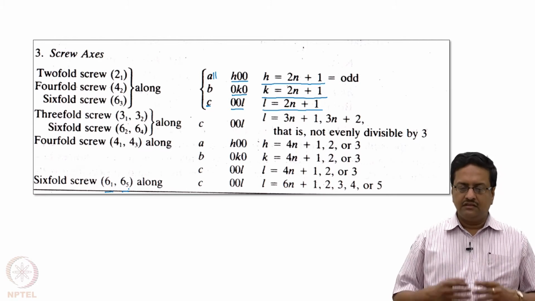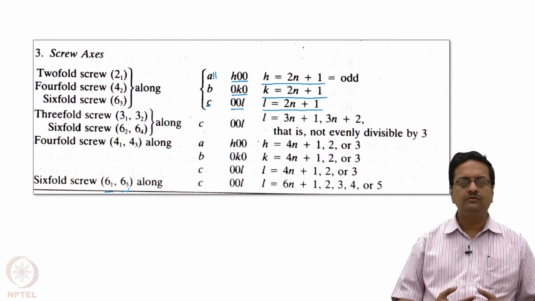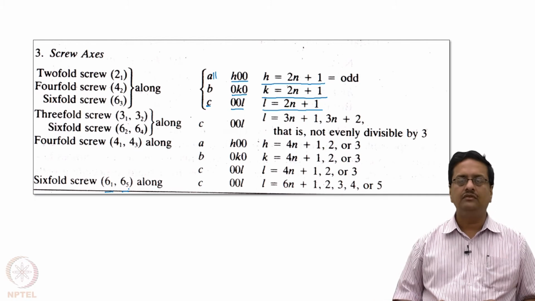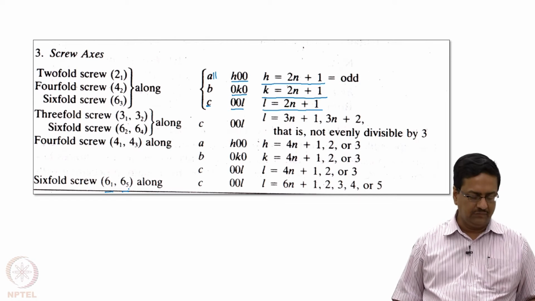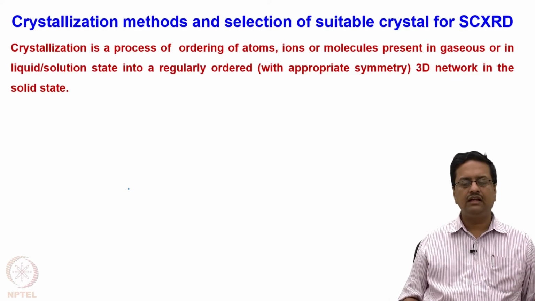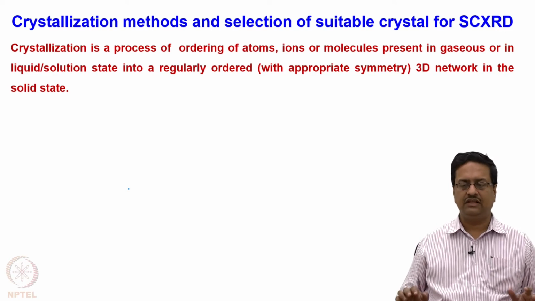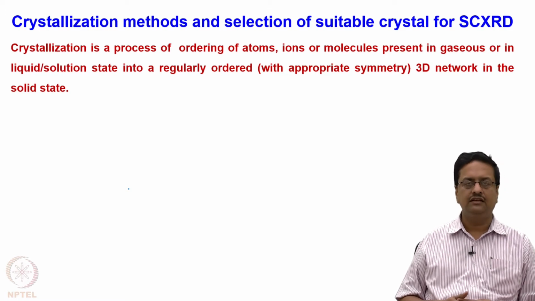So, with this initial background on theory of X-ray diffraction, I would like to change the topic now, and we would like to discuss the crystal growth, the mechanism of crystal growth, and how one can grow good quality single crystals, what we mean by good quality single crystal and things like that, with some figures and diagrams. So, now we would like to discuss the crystallization methods and selection of suitable single crystals for X-ray diffraction.